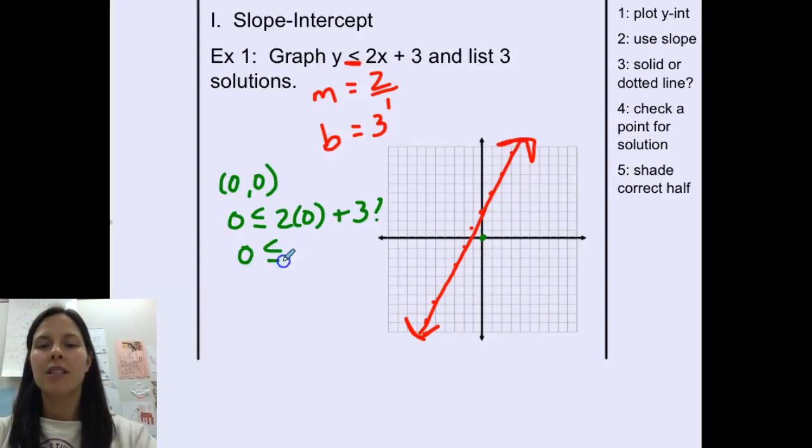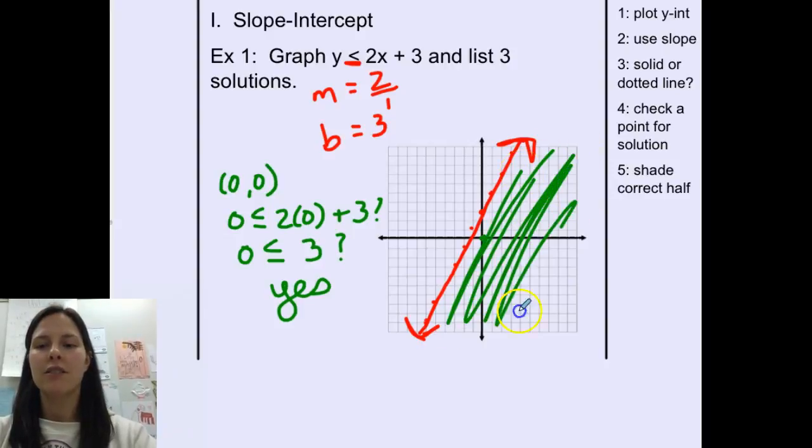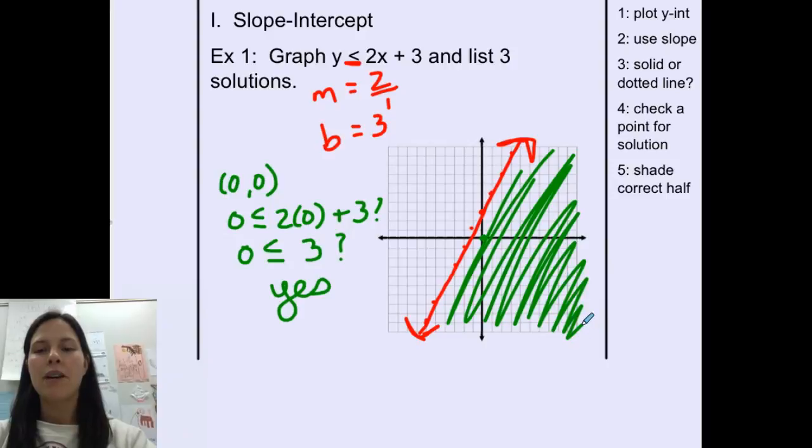2 times 0 is 0, 0 plus 3 is 3, and 0 is less than or equal to 3, so we will shade the entire side of the graph that includes that point 0, 0. Remember, what that means is any point in that shaded spot would make this inequality true.